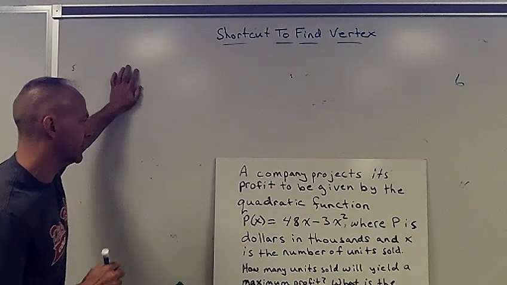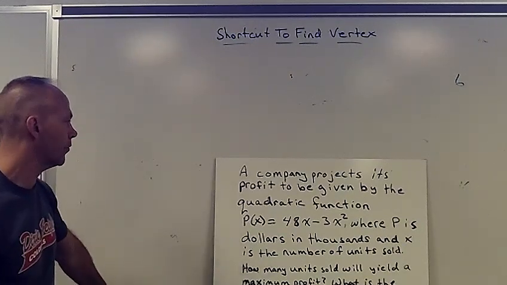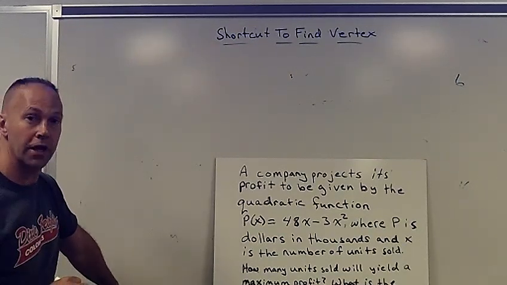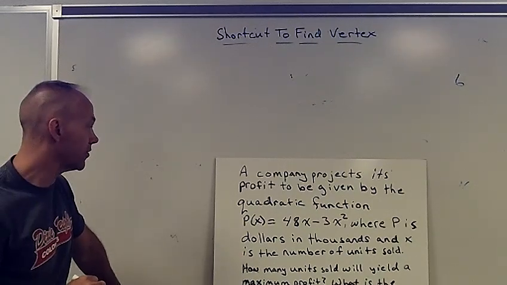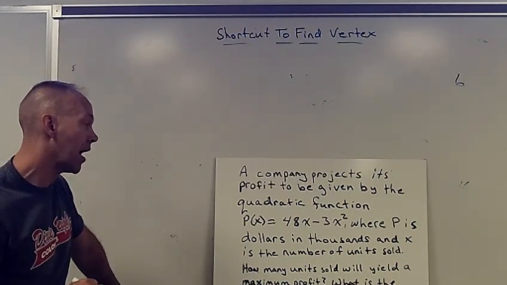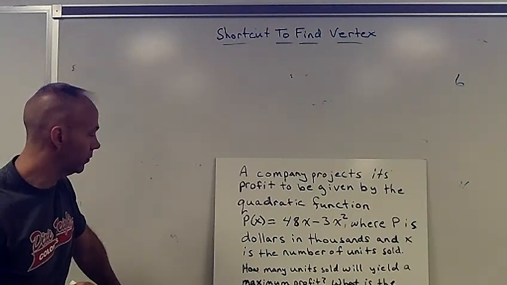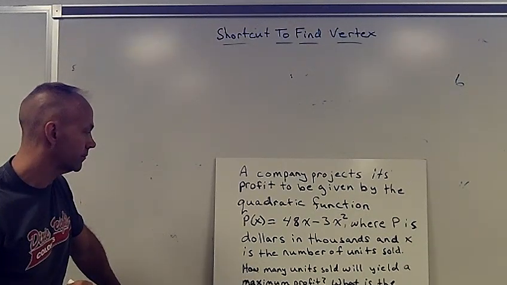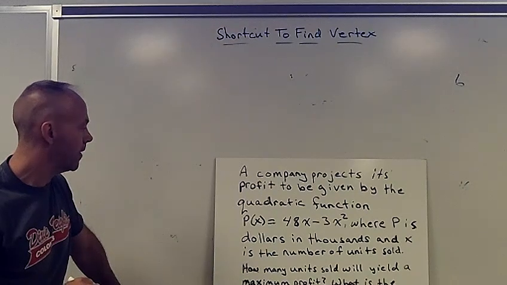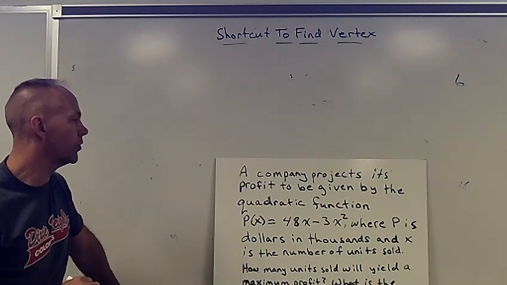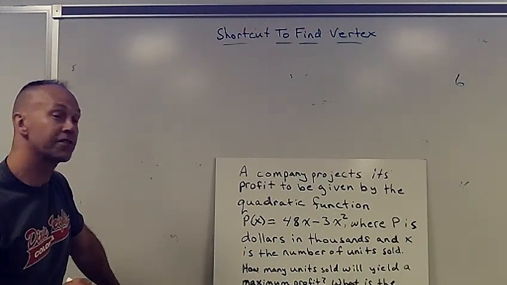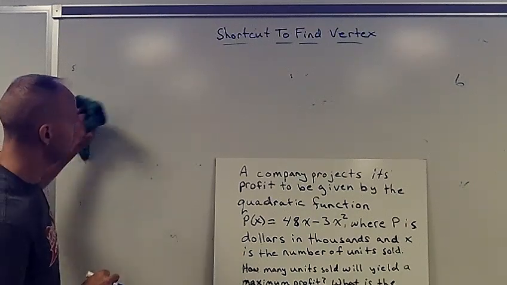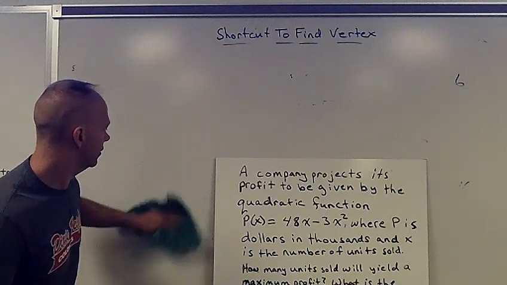A company projects its profit to be given by the quadratic function p of x equals 48x minus 3x squared, where p is in dollars and thousands, and x is the number of units sold. Kind of exciting already. How many units sold will yield a maximum profit? What is the maximum profit? Ooh, it's kind of like a mystery.